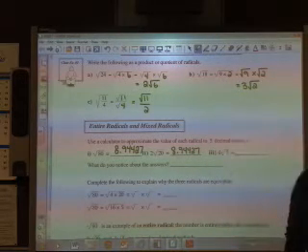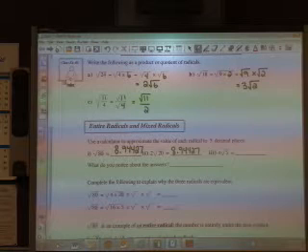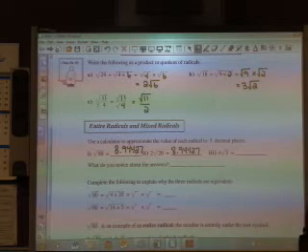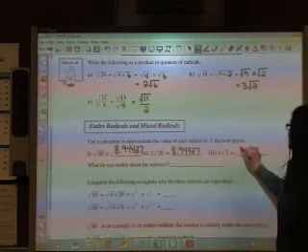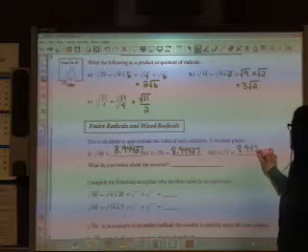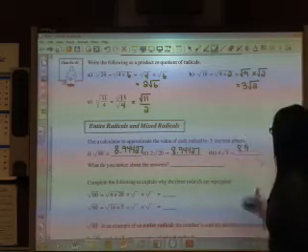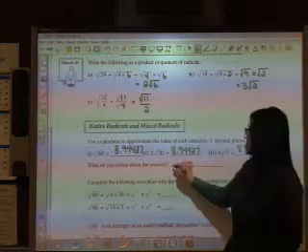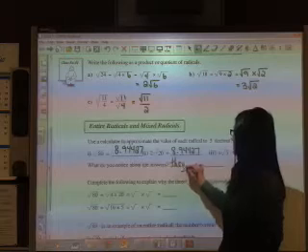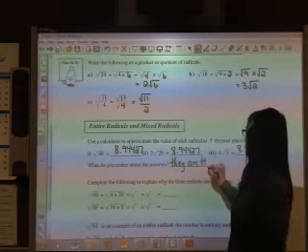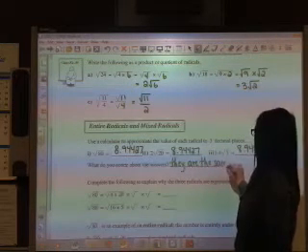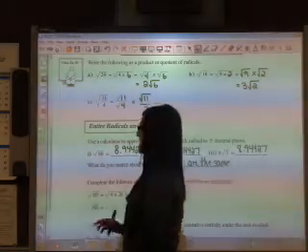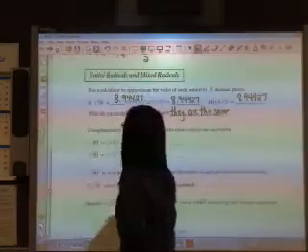Okay. What about if I go 4 times the square root of 5? The same thing. So they are the same. I wonder why they are the same. Well, let's take a look and see.